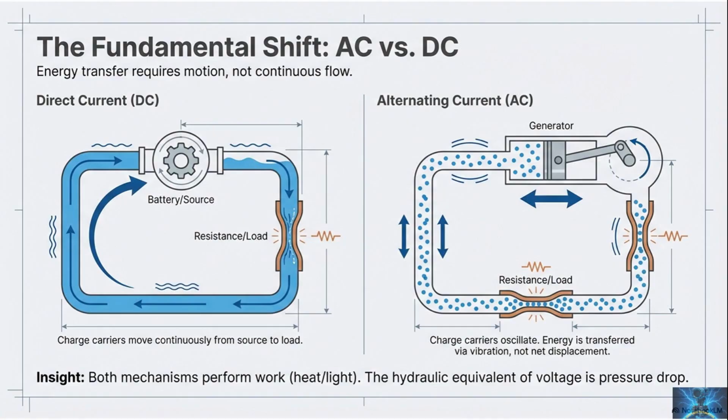Direct current is like a steady push. Charge carriers drift in one direction around a loop. Alternating current is different. The push reverses direction over and over, and the charge motion becomes an oscillation. The key insight is that energy transfer does not require net flow in one direction. With AC, energy can move from source to load, even though the charge motion is back and forth, because the electric field is still doing work on charges in the resistor.